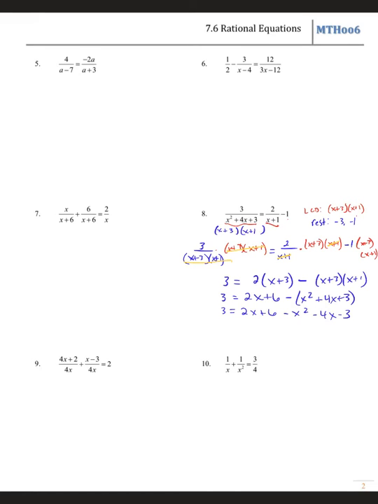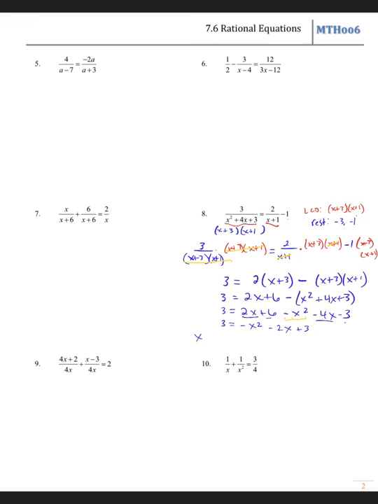Now, since my leading term here, this x squared, since that's a negative, I'm going to move all of that stuff to the other side, but I'm also going to simplify. So let's actually simplify first. So we'd have negative x squared, 2x and a negative 4x would be negative 2x. 6 minus 3 would be 3. Now I'm going to move everything to the other side.